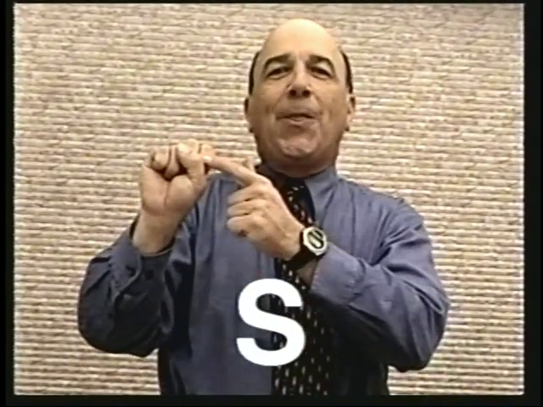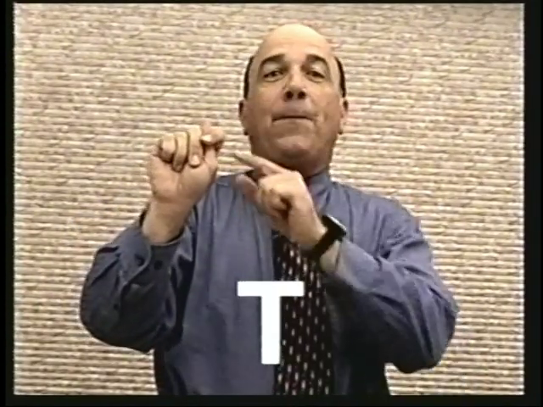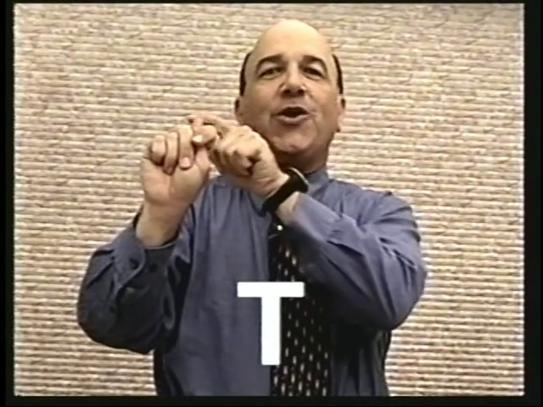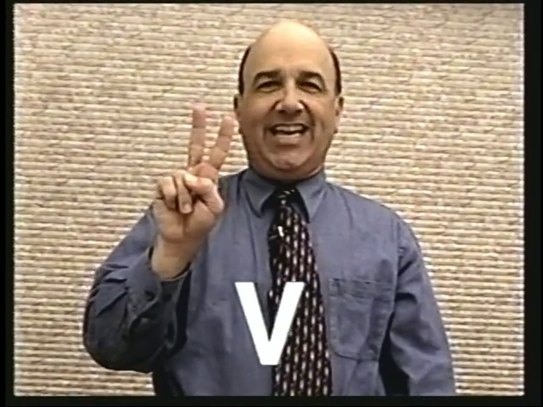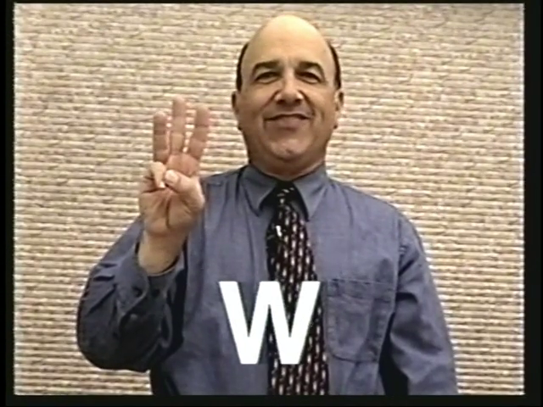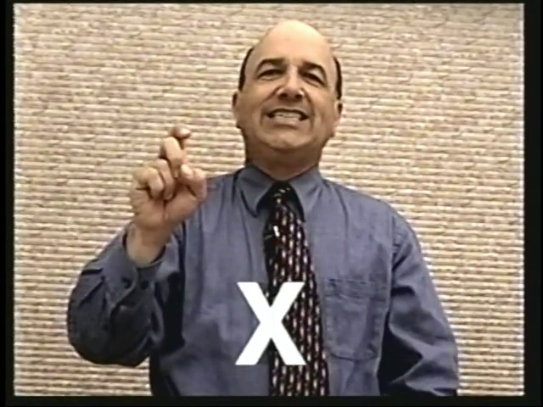S, put your thumb in front of your fist, S. It's different from A and then S. Now T, put your thumb between your index finger and middle finger. T. U, V, W, X. This is a little bit difficult. X, it's like a D, a cap. You move it down to an X.